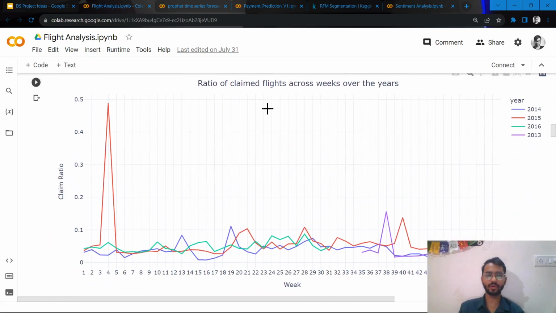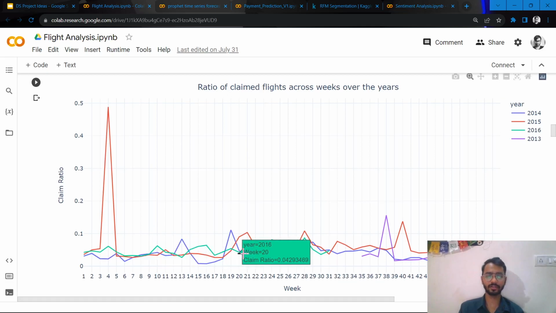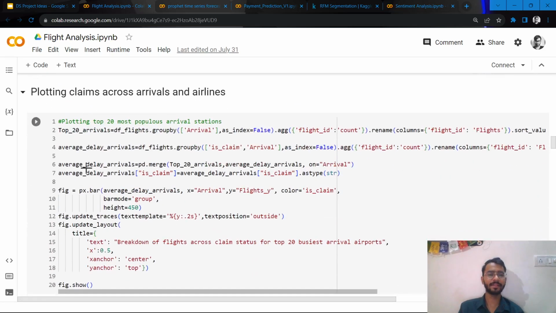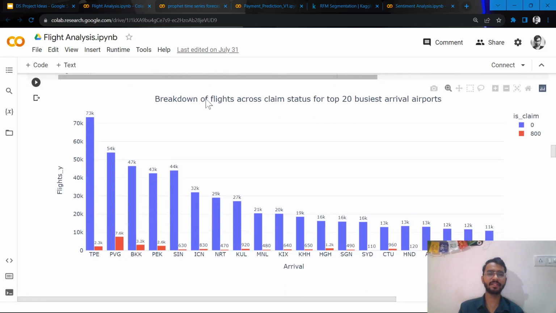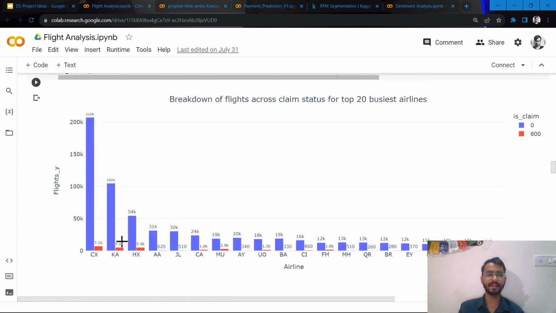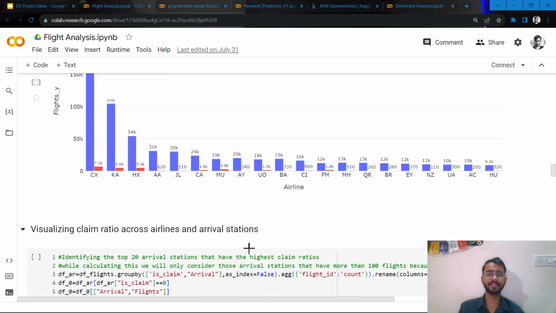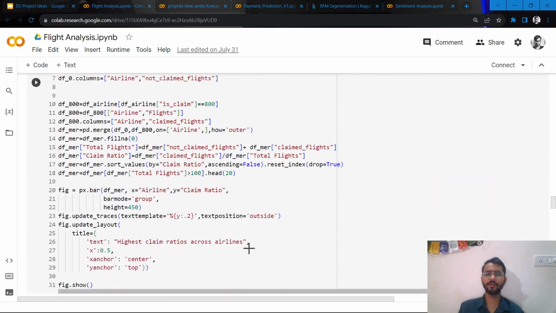Then we have a few more charts which tell us the ratio of claimed flights across the weeks over the years, so here we'll get a sense of in which week we get the highest number of claims. Then we have the breakdown of flights across the busiest airports, so in which of the busiest airports do we have a high claim ratio. Then we have the claim status across the busiest airlines, and so on. I have plotted various charts here.